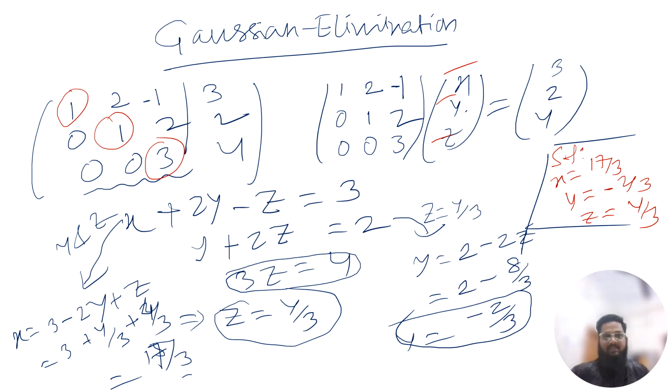That means x into 1, y into 2, minus 1 into z equal to 3. This is the first equation. 0 into x, that means 0 only, y into 1 plus 2 into z equal to 2, and the third equation 0 into x, 0 into y, 3 into z equal to 4. Now do the back calculation from z. So first find the value of z, then put it in the second equation, you will get the value of y, then put the y and z values in the first equation, you will get the value of x. So this is finding the unique solution.